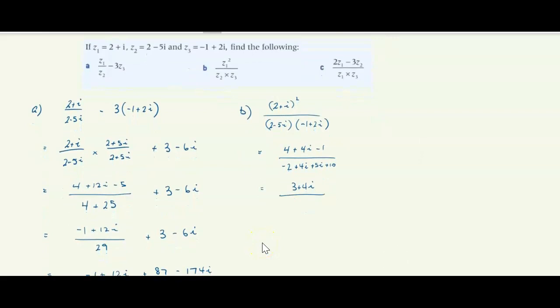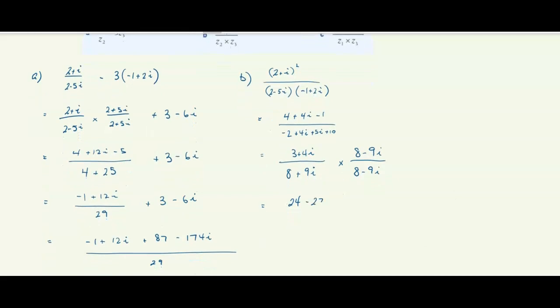3 plus 4i over, what have we got? 9 minus 2 plus 8 is, sorry, minus 2 plus 10 is 8 plus 9i. Realizing the denominator, multiply by the conjugate, 8 minus 9i over 8 minus 9i. So we end up with 24 minus 27i plus 32i. Now it's minus 36i squared plus 36 over 8 8s are 64 minus 81i squared plus 81.